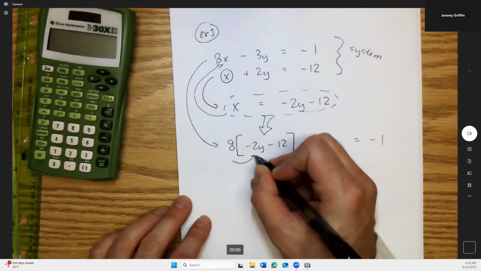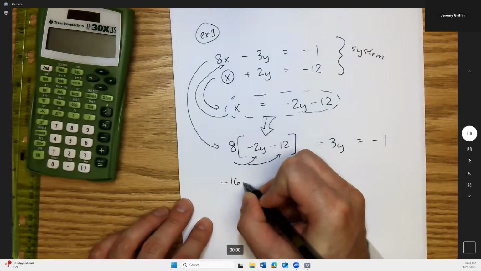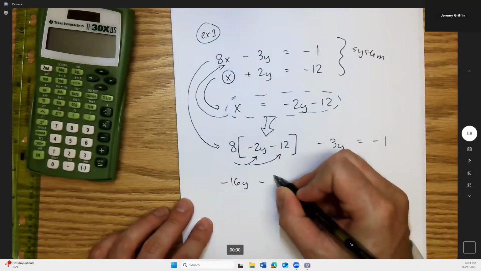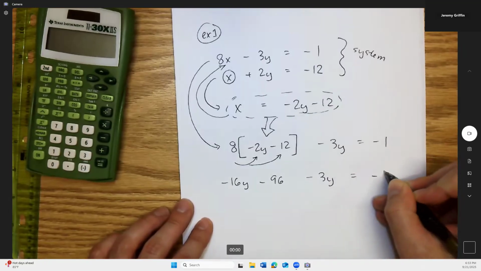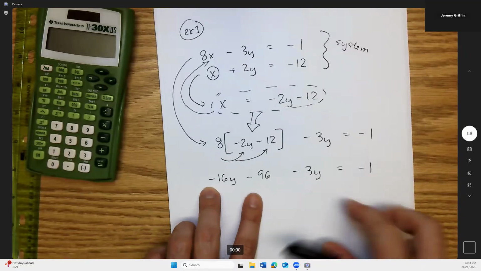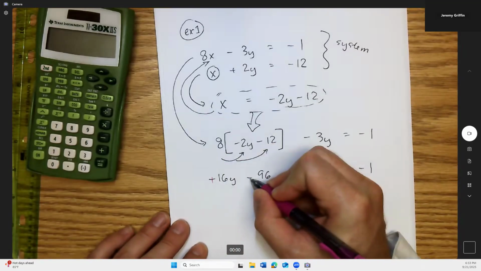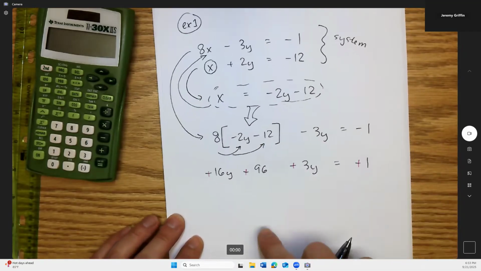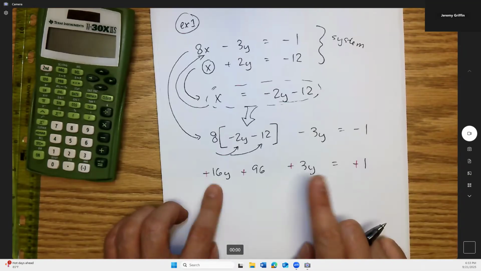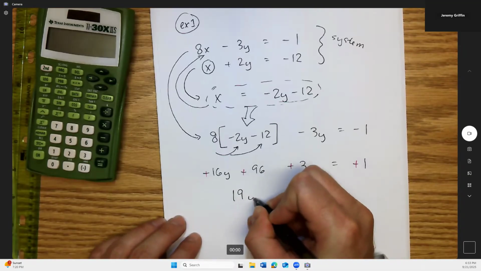So let's see, I'm going to distribute. This is negative 16y minus 96, then minus another 3y equals -1. You know what? I have four terms and they're all negative. It's okay if I just multiply everything by -1. Okay, that looks a little nicer. So you bring the y's together. That's 19y.